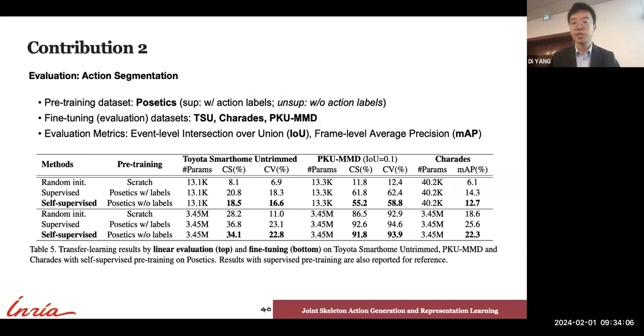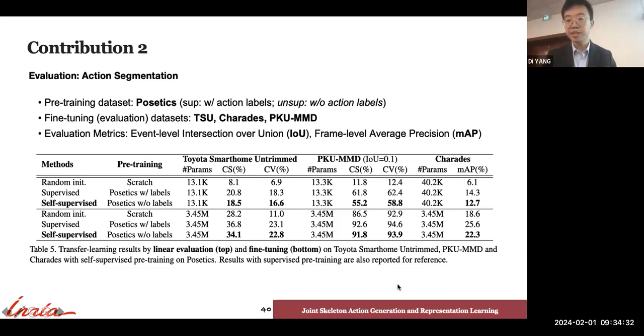And we use linear evaluation, self-supervised pre-training on positives. Linear evaluation means after the self-supervised representation learning, we freeze the pre-trained encoder and just retrain the classifier using action labels to evaluate the learned representations.